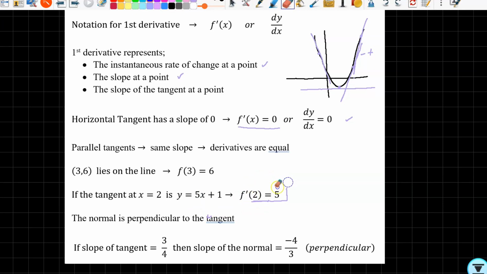What else do we know? We know about a normal. Back up to our little graph at the top, if we're talking about a normal at this point here, it's perpendicular to that tangent. That's what we call a normal. And we better label that the other one is the tangent. It's not a great diagram, but you'll survive. If the slope of the tangent we figure out is 3/4, then for the slope of the normal, we flip and reverse the sign, so the negative reciprocal.